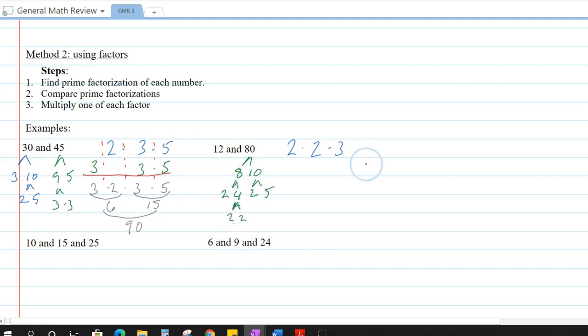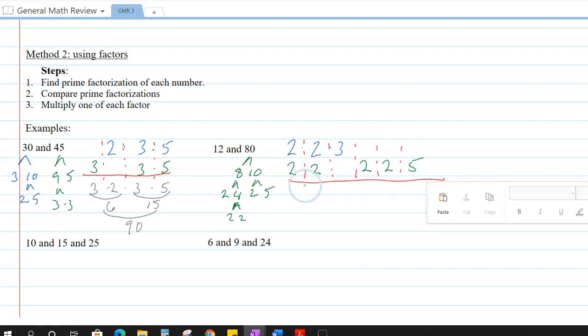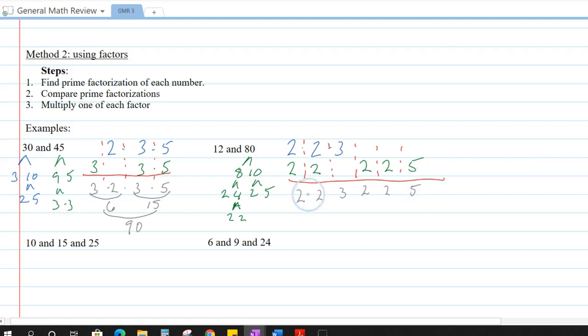Now I need to put those underneath the others. I'm going to start at the beginning. I have a 2, I have a 2, but then I have an extra 2 and an extra 2 and a 5. I'm going to break up my columns so that they're easy to see, and I need 1 from each column. That means I'm left with a 2, a 2, a 3, another set of 2s, and a 5.